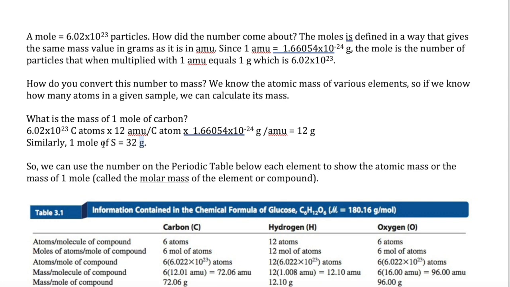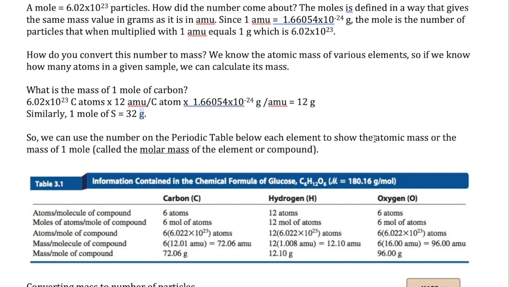Now the mass of one atom of sulfur is 32 AMU. That number, when we use it in the unit of AMU, we call it atomic mass. Typically when we use it for the mass of 1 mole of that same atom, we would call it the molar mass.